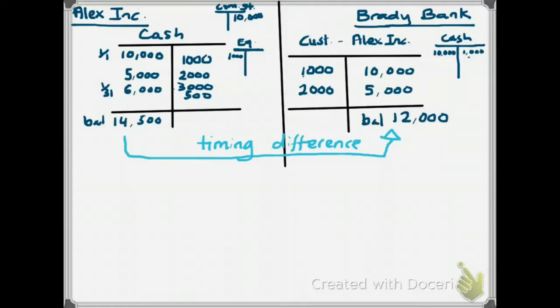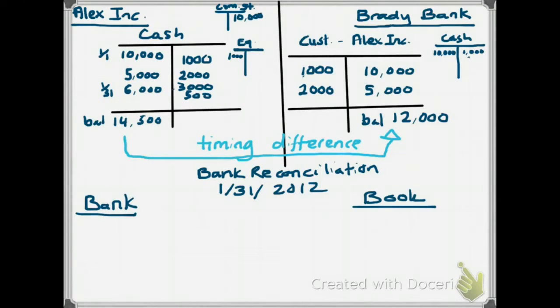A bank reconciliation is a schedule that we prepare. So it'll say bank reconciliation and it'll have a date, which is the end of the month, January 31st, 2012. A reconciliation will have two sides. It will have a bank side and a book side. So you're going to reconcile both numbers to come to the number that balances out.